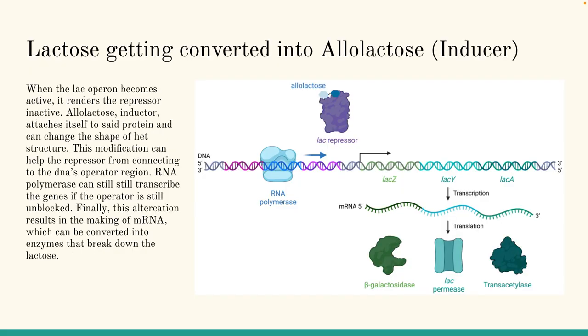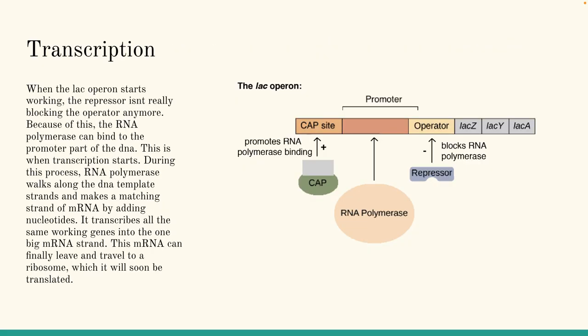So now let's talk about lactose getting converted into an inducer. When the LAC operon becomes active, it renders the repressor inactive. The allolactose, the inducer, can attach itself to the protein and change the shape of the structure. This modification stops the repressor from connecting to the DNA of the operator region. The polymerase can then still transcribe the genes since the operator is unblocked. So let's talk about transcription now.